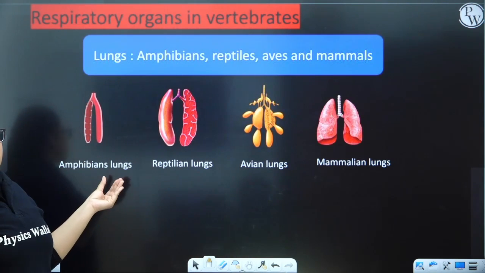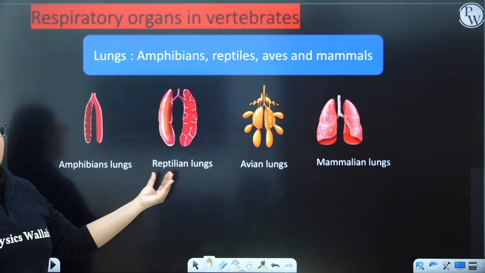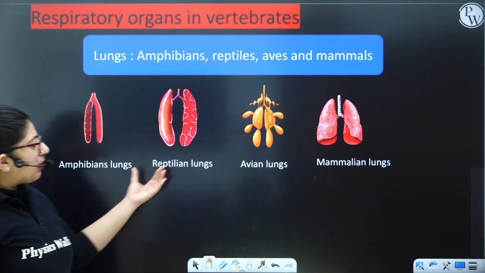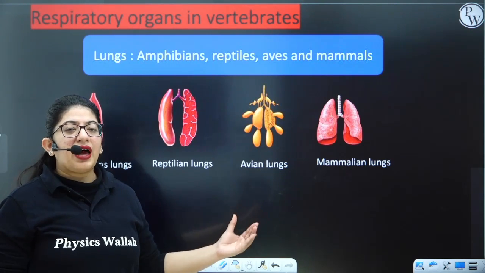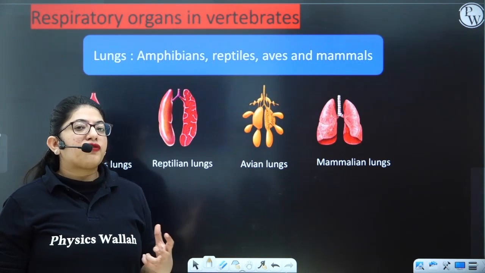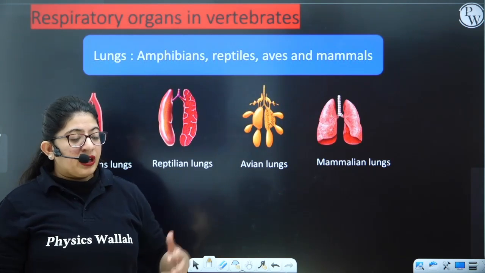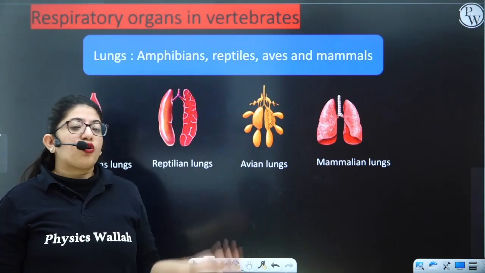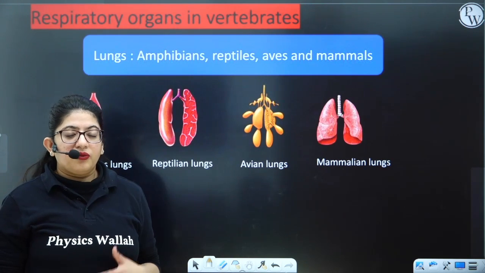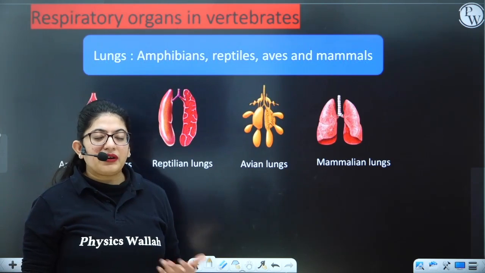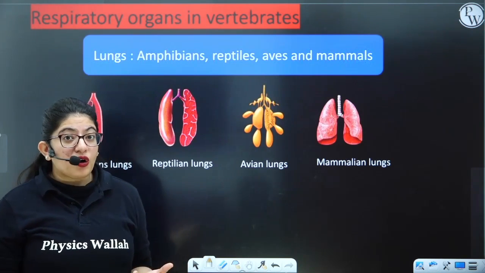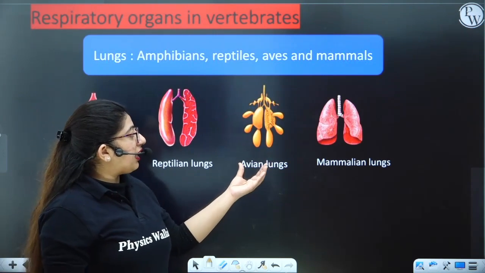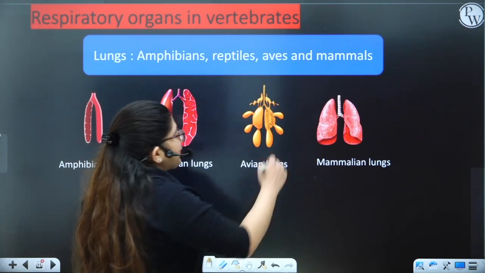The first true land vertebrates were your reptiles. So in comparison to amphibian lungs, the reptilian lungs are more developed. Now comes the bird. The bird has to fly, and for flying you need more energy. So for more energy you need more oxygen for oxidation. When the glucose gets oxidized, it will give energy, so that means we need more oxygen. So here the avian lungs have air sacs.